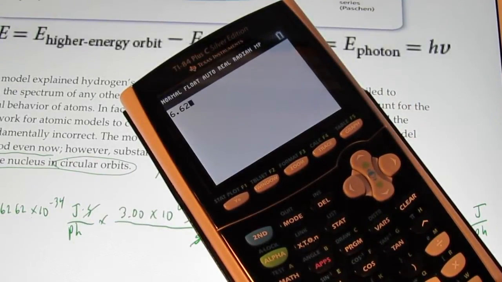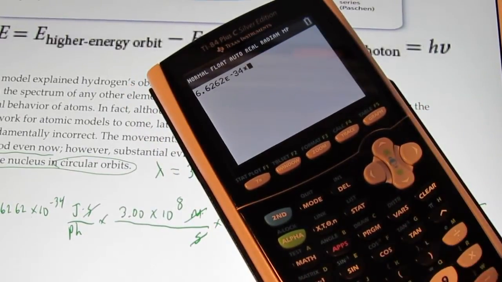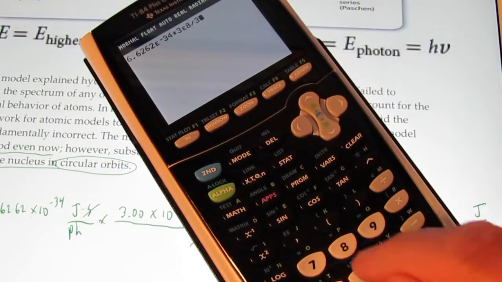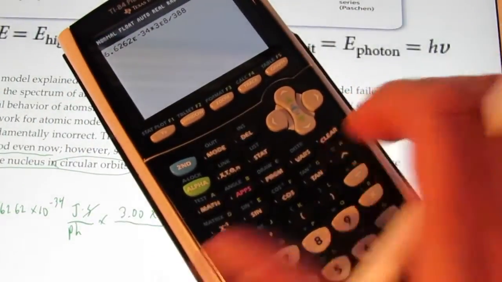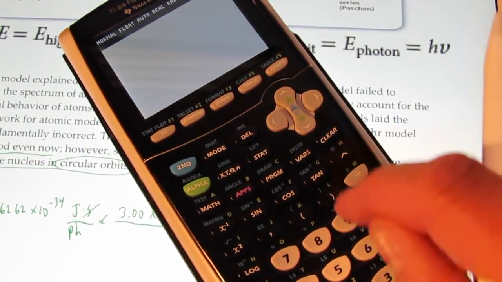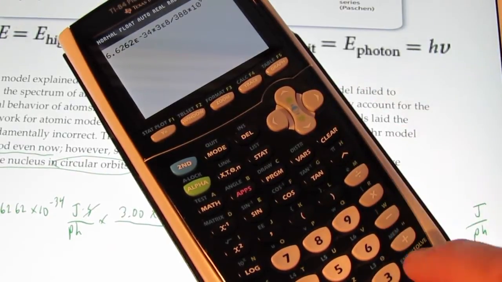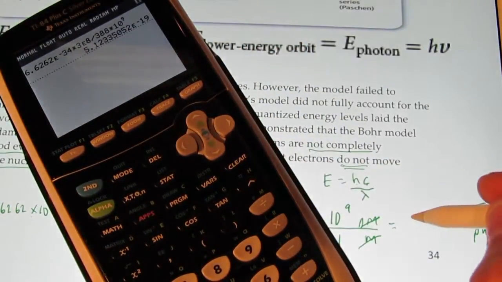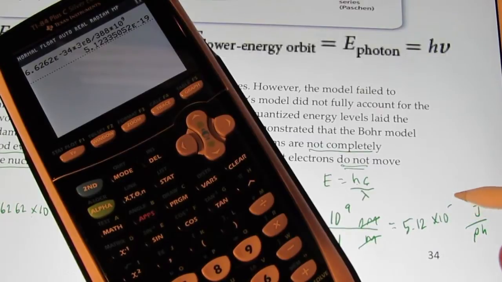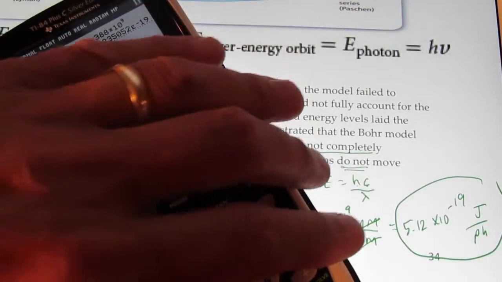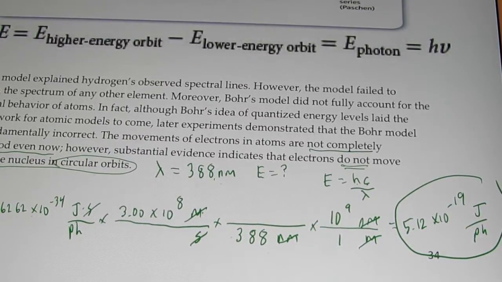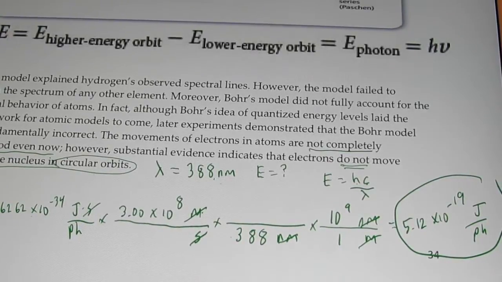So 6.6262 EE to the negative 34th times 3 EE to the 8th divided by, what was my wavelength? 388. And I want to multiply that by 10 to the 9th, 10 caret key 9. All right, let's see what we end up with here. To three significant figures, 5.12 times 10 to the negative 19th joules per photon. So that sounds fairly reasonable. 5.12 times 10 to the negative 19th joules per photon.